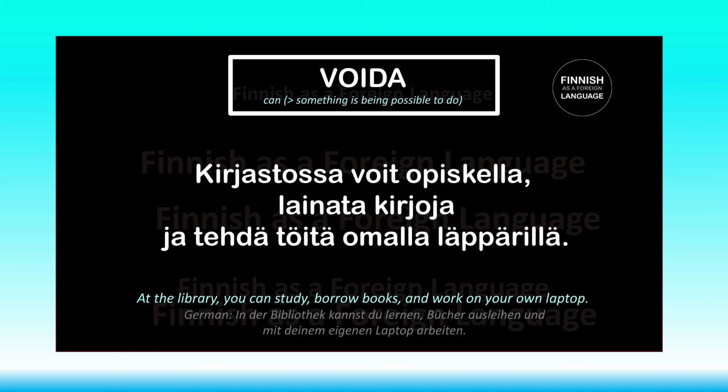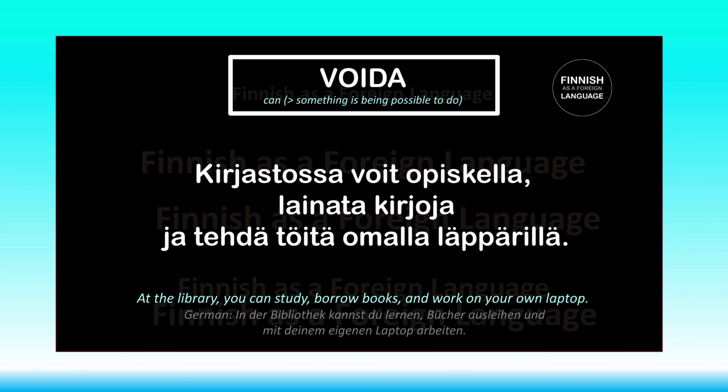One more. Kirjastossa voit opiskella, lainata kirjoja ja tehdä töitä omalla läppärillä. At the library you can study, borrow books and work on your own laptop. Let's go step by step. Kirjastossa is the inessive case of kirjasto, which means library. Voit means you can. It's the second person singular present tense of the verb voida, which means can. Opiskella means to study, infinitive form. Lainata means to borrow, also standing here in its infinitive form.